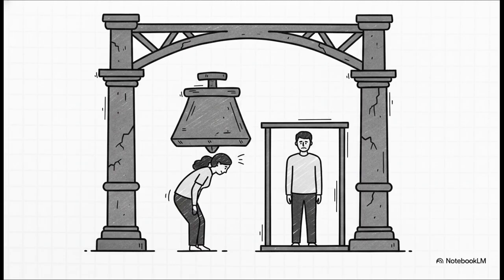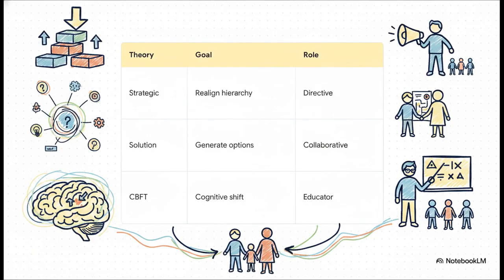Okay, let's pull all of this together. If you're outlining your Lesson 2 assignment right now, this is basically your ultimate synthesis rubric. It perfectly maps out the components you need for a systemic analysis. We've got strategic theory from Haley, aiming to realign hierarchies with a highly directive therapist. We've got solution-oriented theory from DeShazer and Berg, aiming to generate rapid options with a collaborative therapist. And we've got CBFT from D'Attilio, aiming for cognitive reorientation with the therapist acting as an educator. That is 3 entirely different, richly developed ways to help the exact same family.